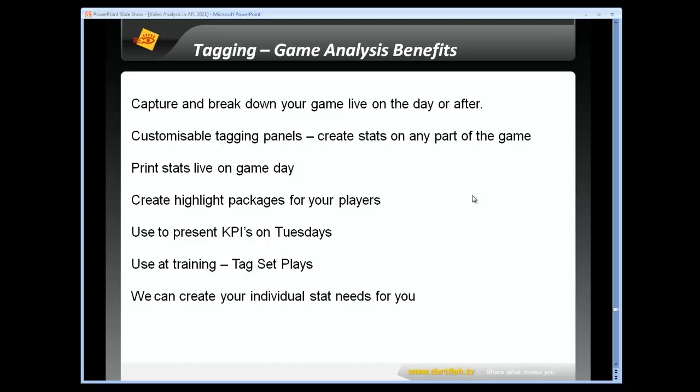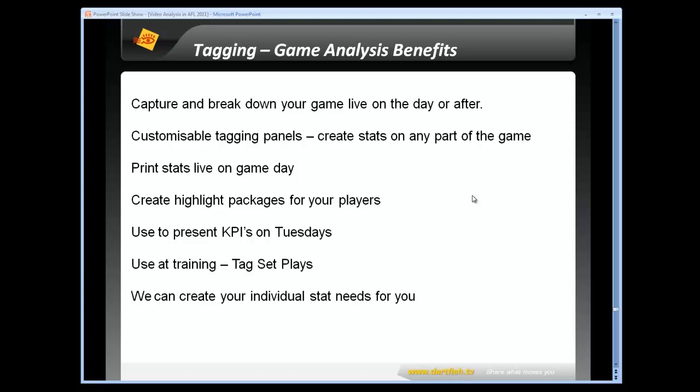You can print stats live on game day and actually have them there with you to show the players at quarter time, half time, three quarter time. And especially if they've got big KPIs. You can create highlight packages for your players, which again Simon talked about that he does a lot of. Use it to present the KPIs on Tuesdays in the 20-minute meeting to the players. Use them at training for set plays and for live video on delay.